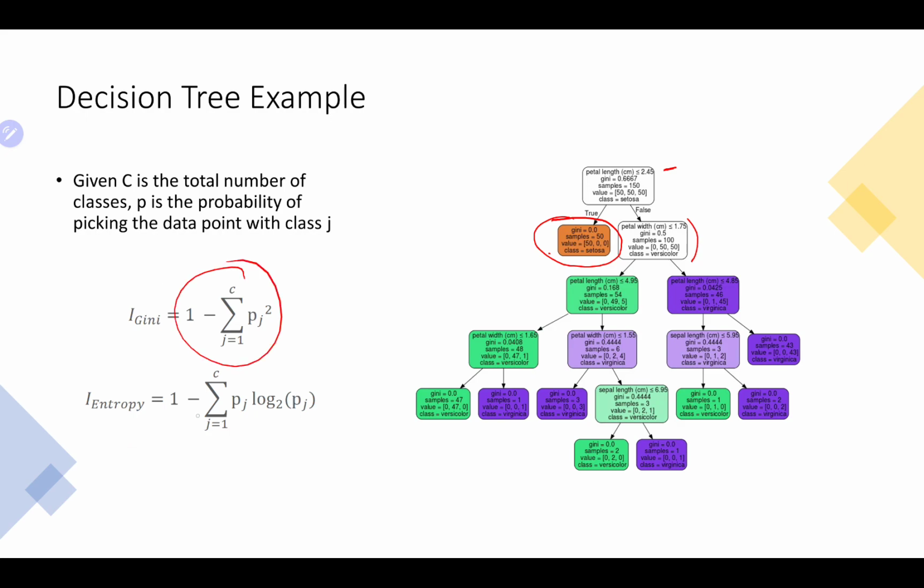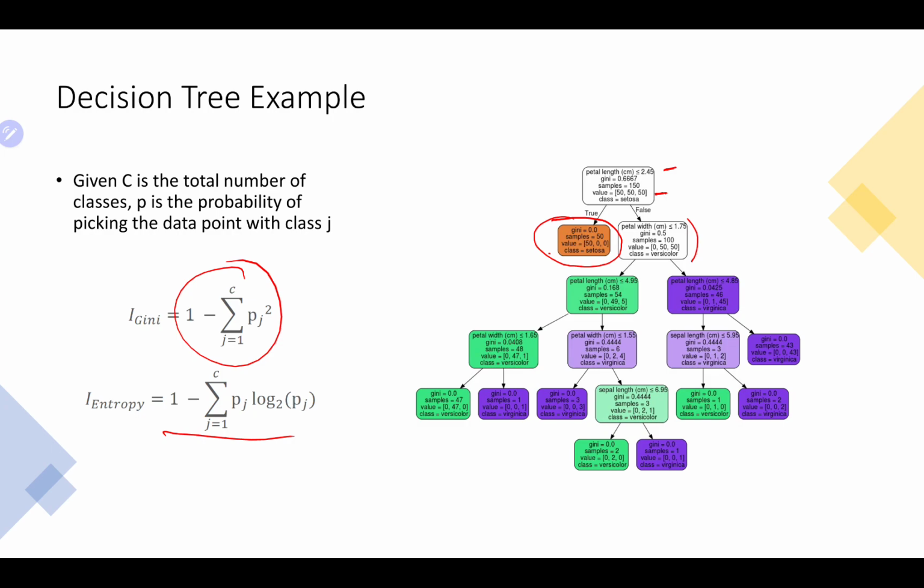Another method used for splitting the trees is by calculating the entropy value, and that formula is shown here. They are very similar to each other. This P stands for the proportion of points in that node, okay? Initially the values are 50, 50, 50, as you can see. That means there is an equal number of points from each of the classes. There are 3 classes here, right? Versicolor, virginica, and setosa. So there are 3 types of flowers, and there are 50 data points from each of them.